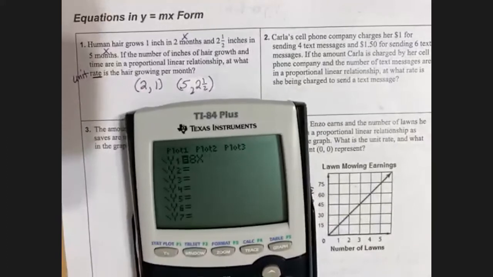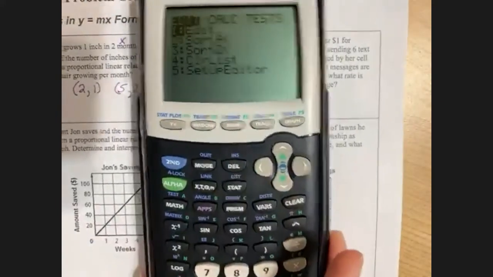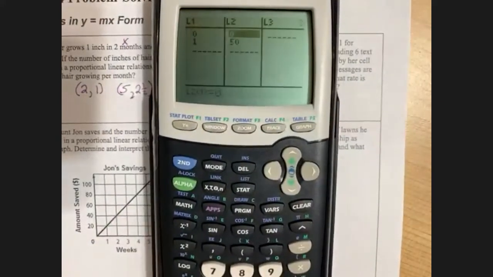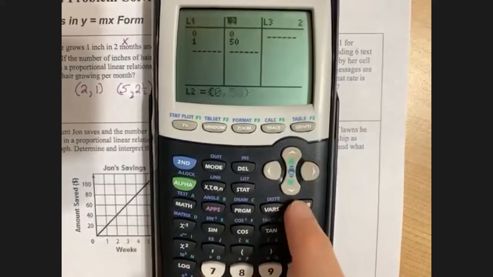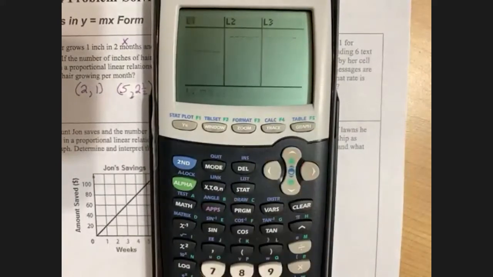So to do this, we're not going to hit the Y equals button. We're going to hit the stat button. So we'll walk you through these steps again. You're going to hit the stat button. You're going to hit enter. I need to change my points. I'm going to go all the way up to the top, hit clear, enter, all the way up to the top, clear, enter. And I'm going to enter my points. 2 is going to go for my first X. My other X is a 5. My Y values are 1 and 2.5.